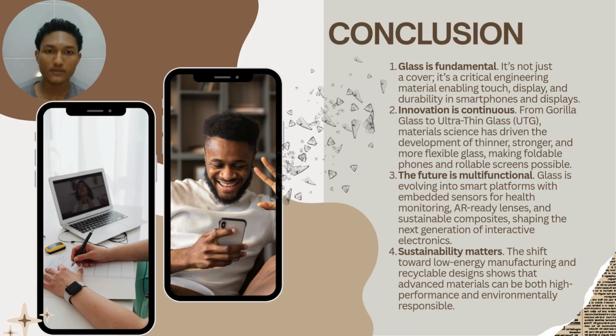In conclusion, in this video, we have learned the first one is glass is fundamental, which means that it's not just a cover, but a critical engineering material that enables touch, display, and durability in smartphones and displays. Second, innovation is continuous. From Gorilla Glass to ultra-thin glass, material science has driven thinner, stronger, and more flexible glass, which makes foldable phones and rollable screens possible.